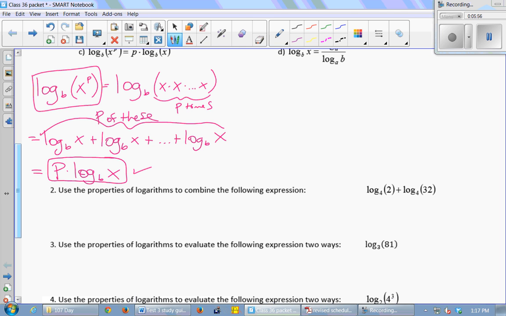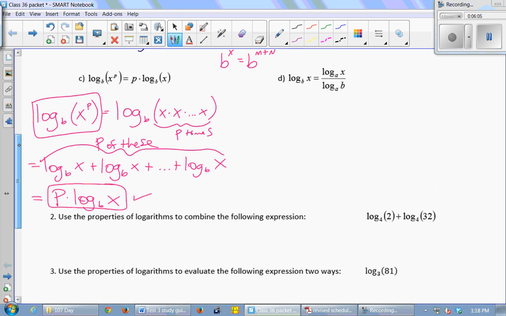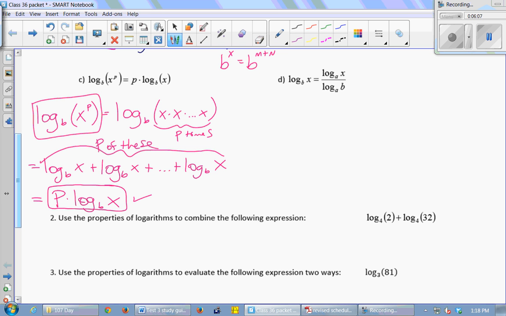So we showed that they are the same. Raising log base b of x to the p, you can take the p that's in the exponent and put it down in front of the log. Very handy little trick.